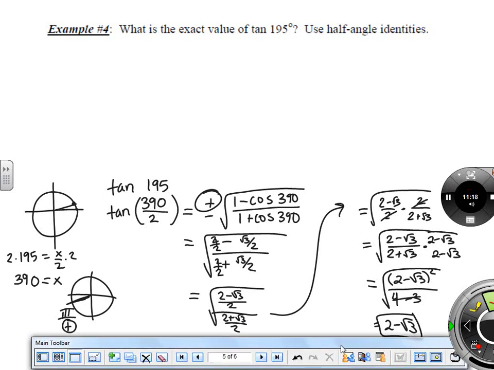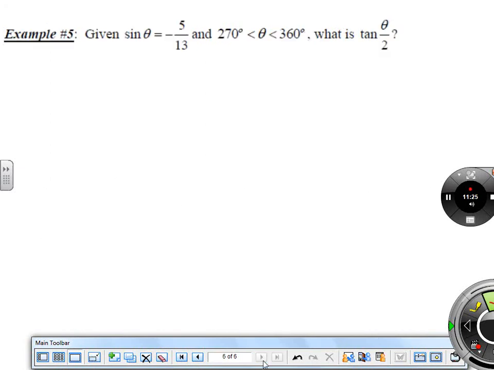All right, so 195 is something that normally we wouldn't have known about, but we could know about it because of these half-angle identities, so this is where the calculation would come in handy. All right, so the last thing we're going to do is this problem.